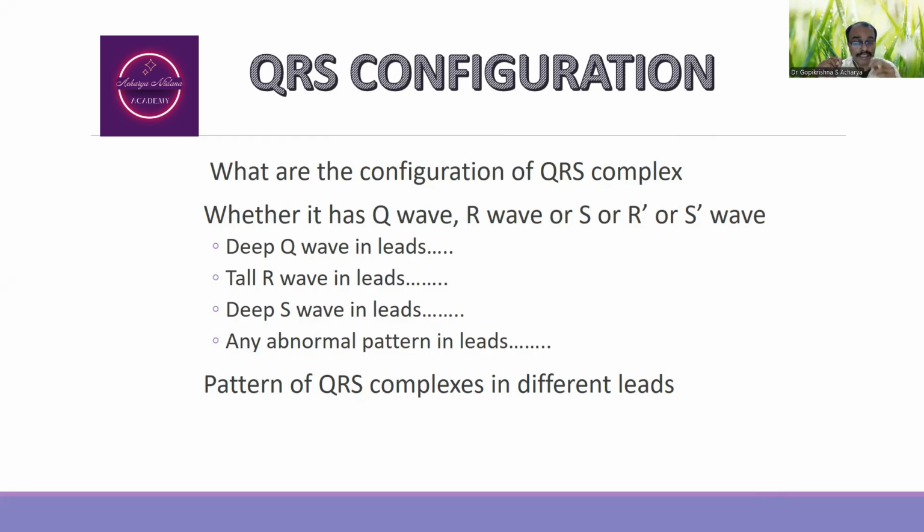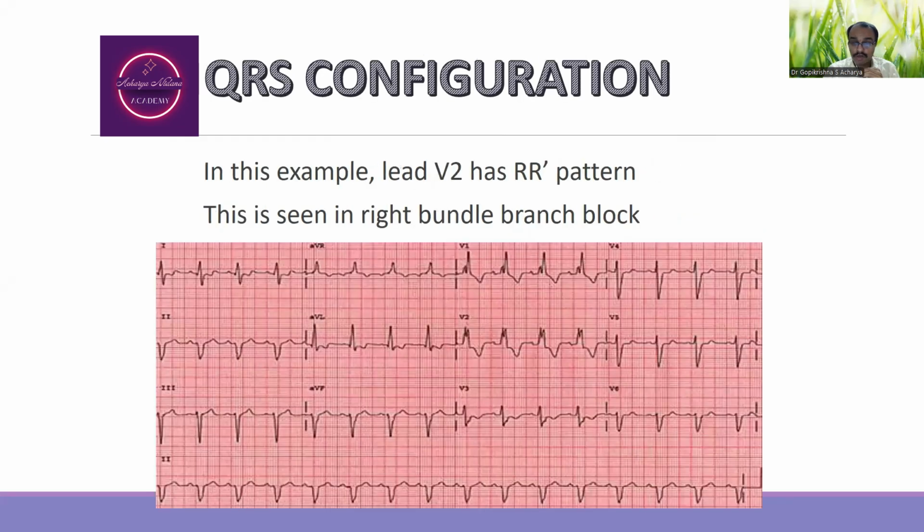Deep S waves present in which leads, that has to be noted. Any abnormal pattern in the leads such as R dash wave, etc., that has to be noted. Or ST segment elevation or ST segment depression, that has to be noted here. That means R dash wave or RSR dash wave or QS complex has to be recorded in this particular column. And the pattern of the QRS complex in different leads has to be recorded.